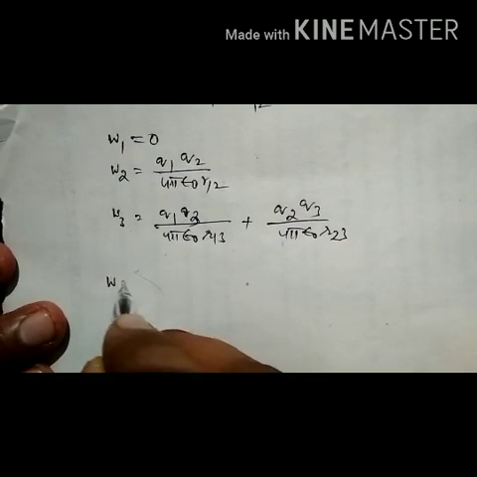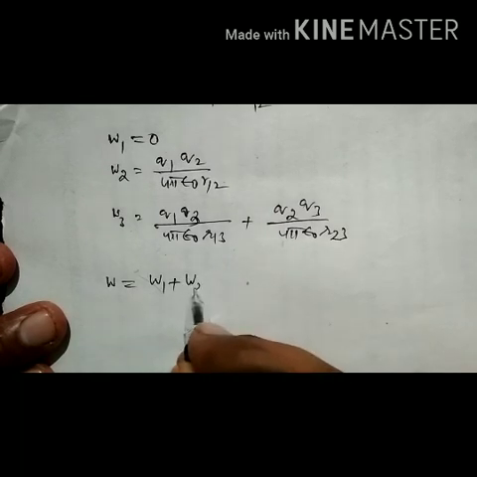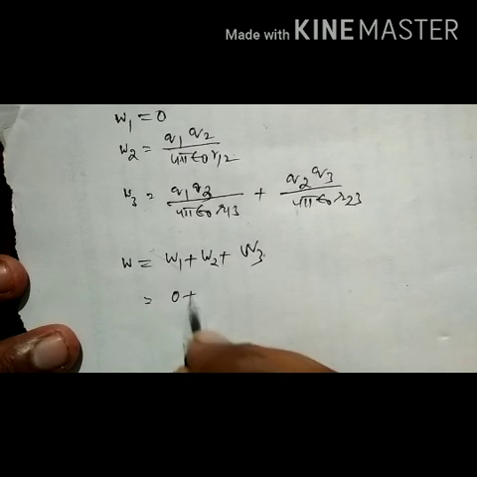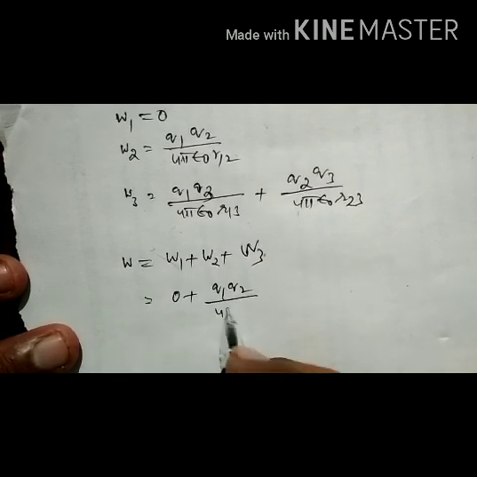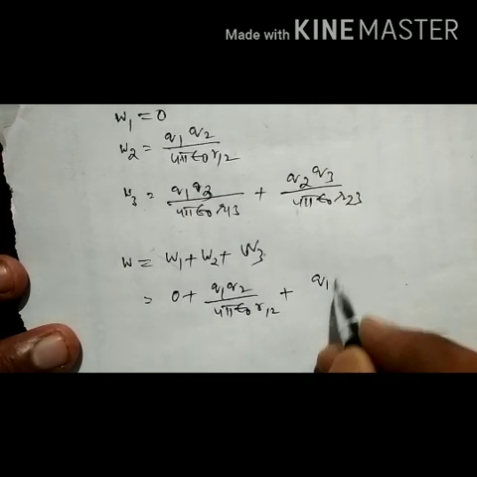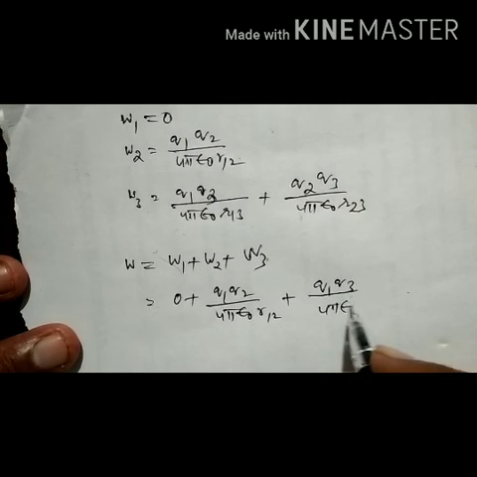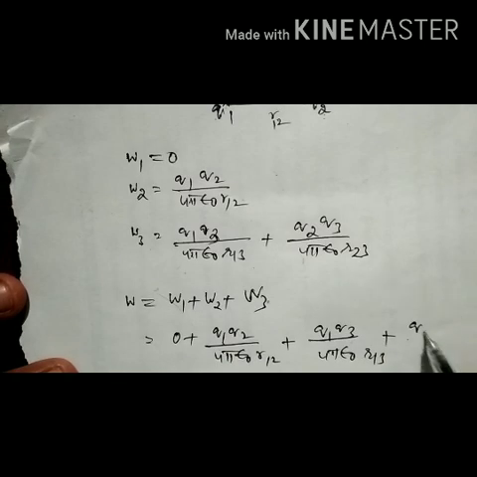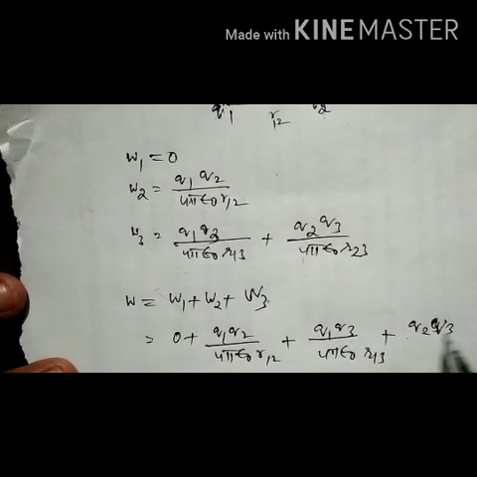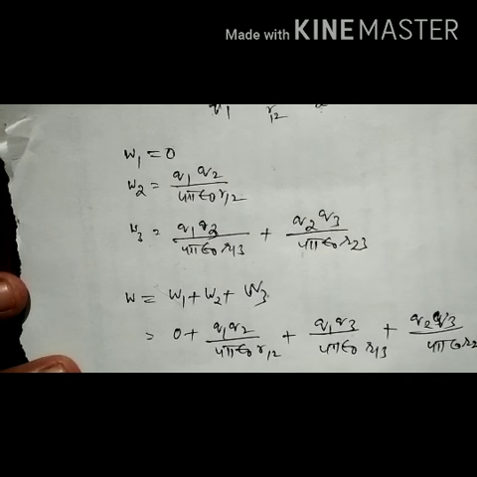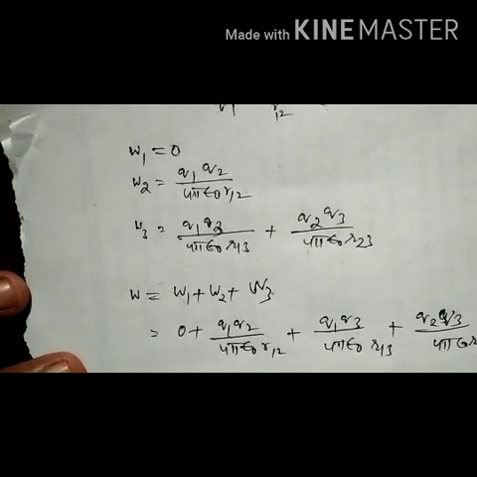So what is the work done? Total work done W is equal to W1 plus W2 plus W3, or you can also write it as 0 plus q1 q2 by 4 pi epsilon naught r12 plus q1 q3 by 4 pi epsilon naught r13 plus q2 q3 by 4 pi epsilon naught r23. So this is the total work done. You have to take each and every pair like this.